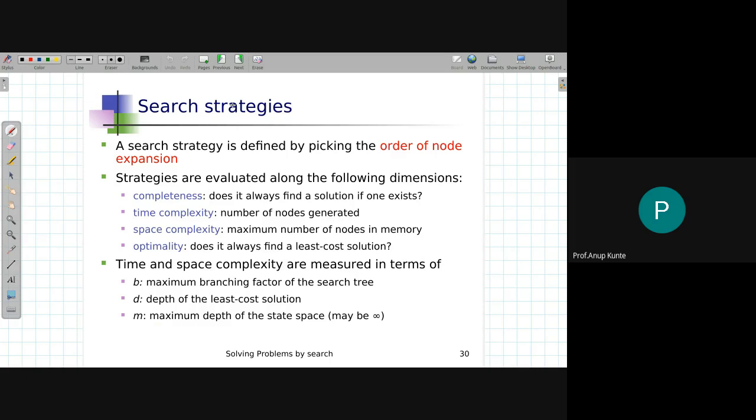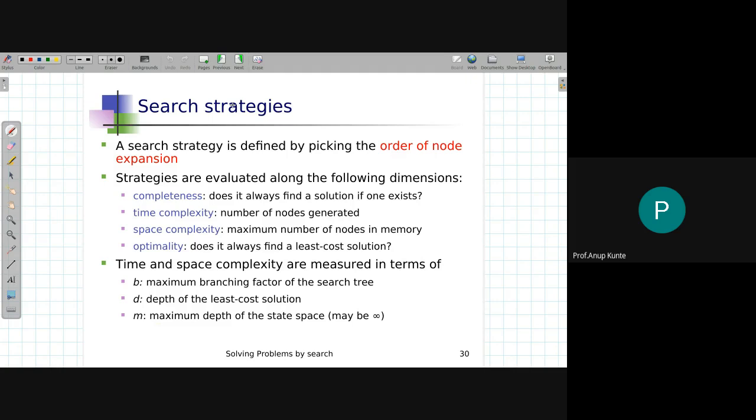Then the strategy is referred to as complete. The completeness means, does it always find a solution if one exists? अगर solution exist करता है problem को, तो problem हमेशा पाया जाएगा for sure. Then the algorithm is referred to as a complete algorithm. Next strategy or next evaluation criteria is optimality.